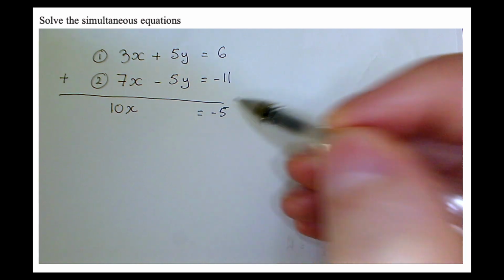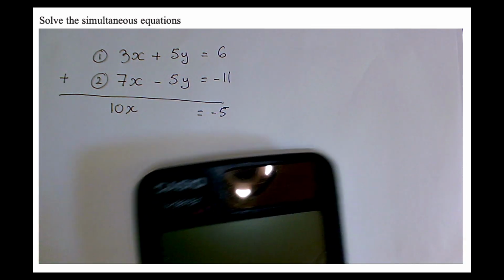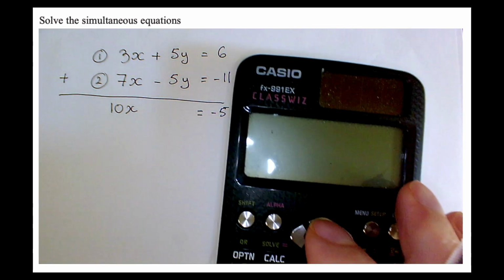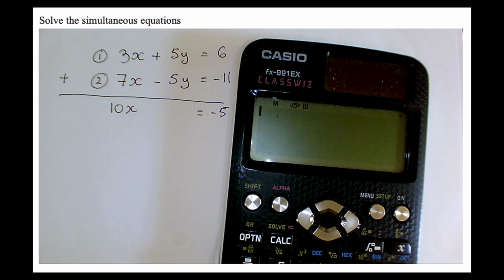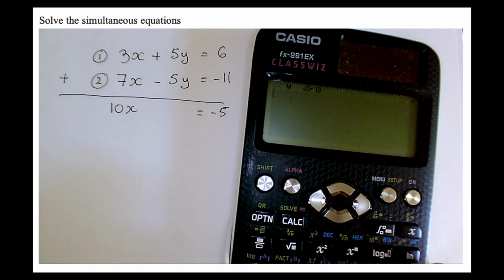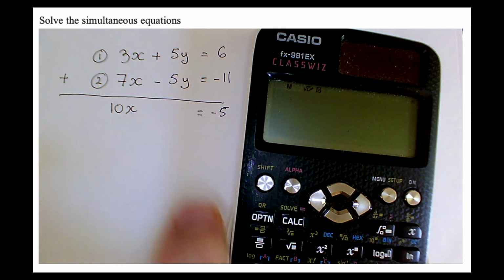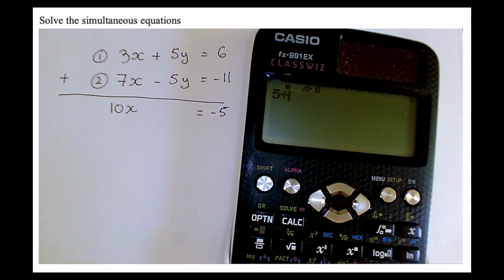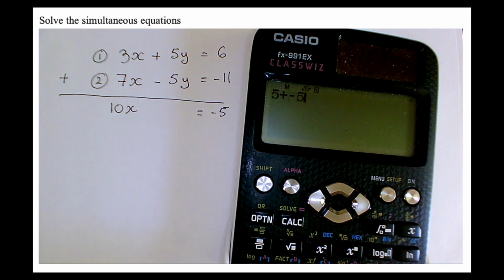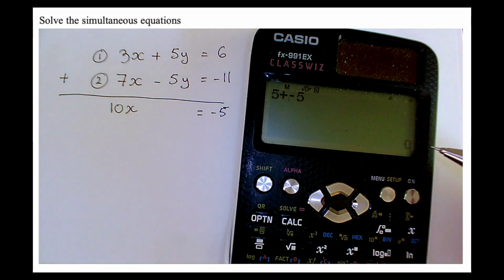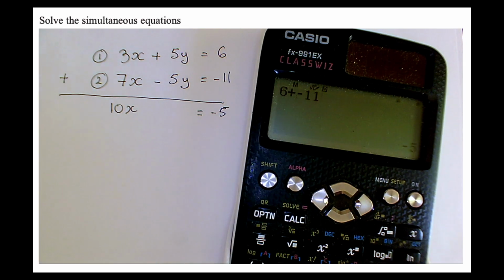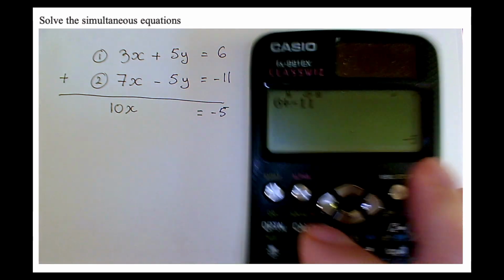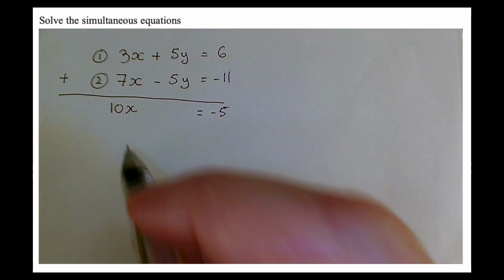Now, if you're not super happy about negative numbers, or if you're in the pressure of an exam and starting a bit flustered, what you can do is use your calculator, which you're allowed to have in both exams, to check. So I've gone to my calculator. I'm going to test to make sure that I have got that one right. 5 add minus 5 does equal 0 y's. Okay, good. And let's check the other one as well. 6 add minus 11 does equal minus 5. So I definitely know that 10x equals minus 5.